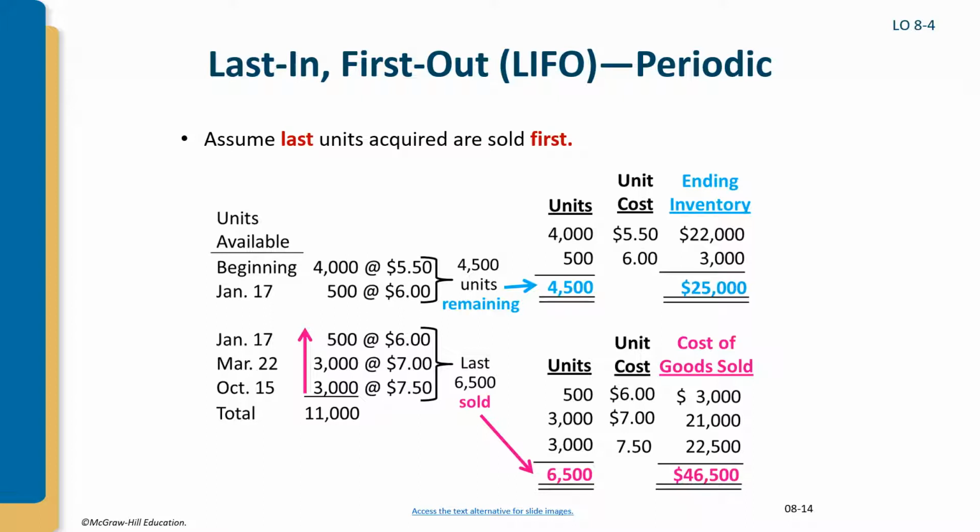So at the end of the year, if you use the periodic system and you remove inventory according to LIFO, you would debit ending inventory 25,000, credit inventory 22,000, the beginning inventory amount, debit cost of goods sold 46,500, and then credit for the purchase amount. I think it was 49,500. Okay, so take a look at that journal entry and you'll see that.